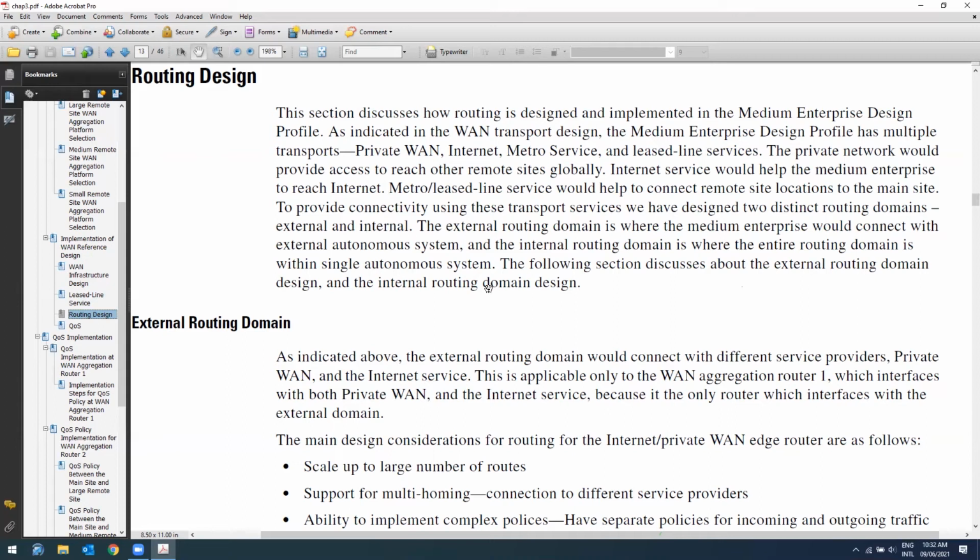To provide connectivity using this transport service, we have designed two distinct routing domains, external and internal. The external routing domain is where the medium enterprise would connect with external autonomous system, and the internal routing domain is where the entire routing domain is within single autonomous system. The following section discusses about the external routing domain and internal, right?